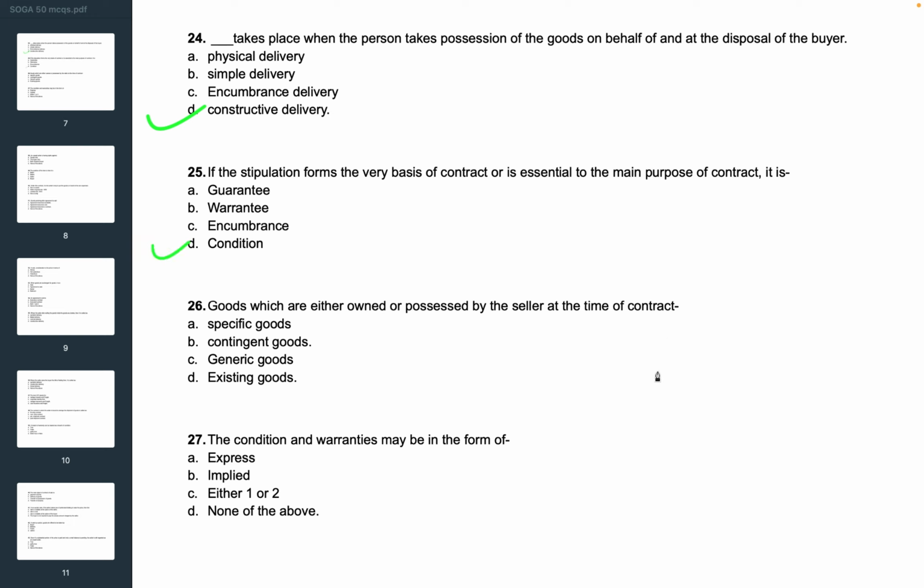Next question. Goods which are either owned or possessed by the seller at the time of contract. A. Specific goods, B. Contingent goods, C. Generic goods, or D. Existing goods. The correct answer is D.